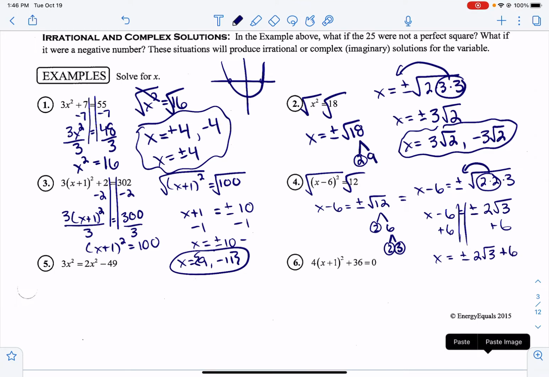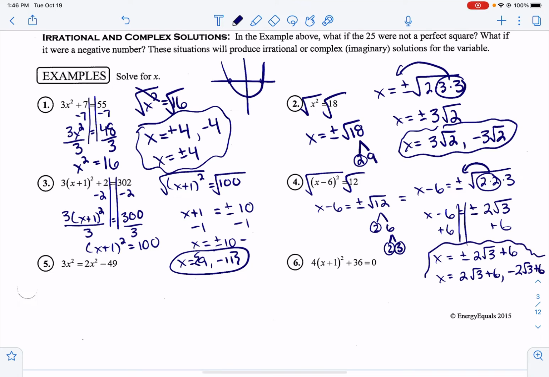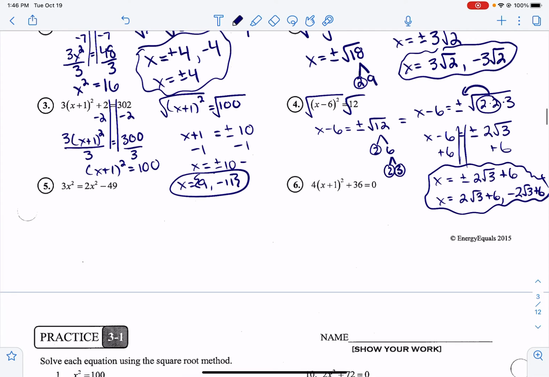So my other way to write that is x equals a positive 2 root 3 plus 6 and a negative 2 root 3 plus 6. Both of those answers would be accepted. I'll take either one of those, all right?